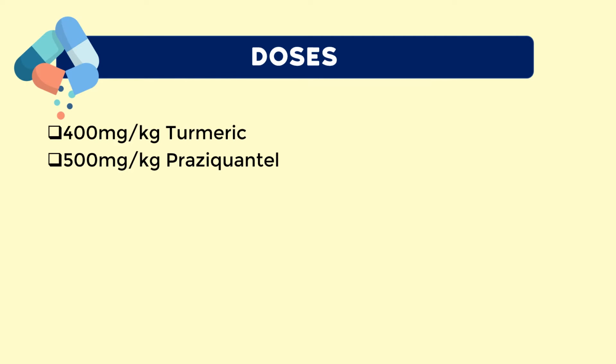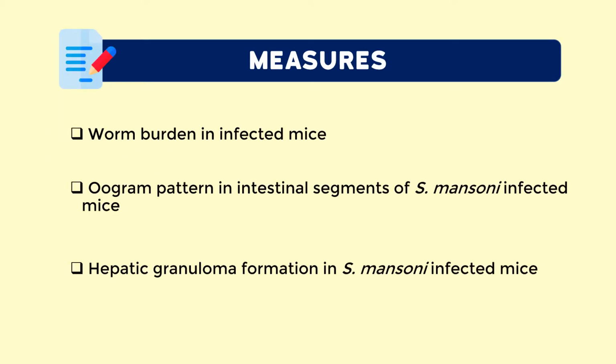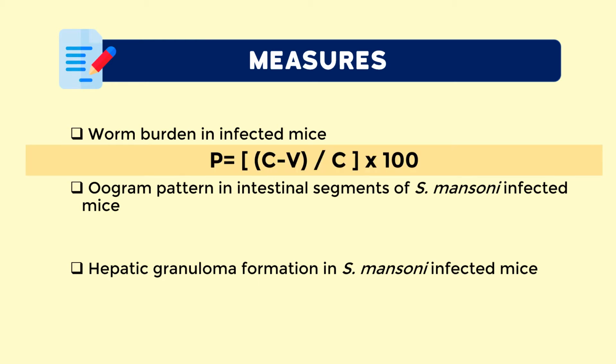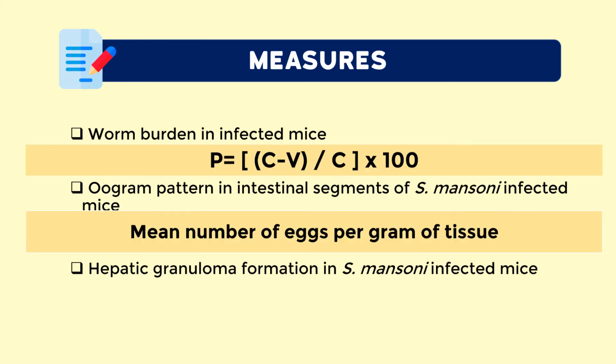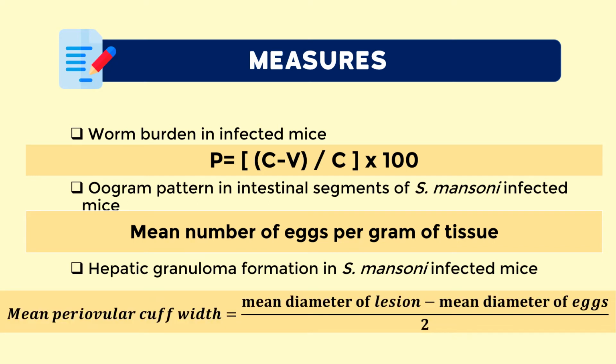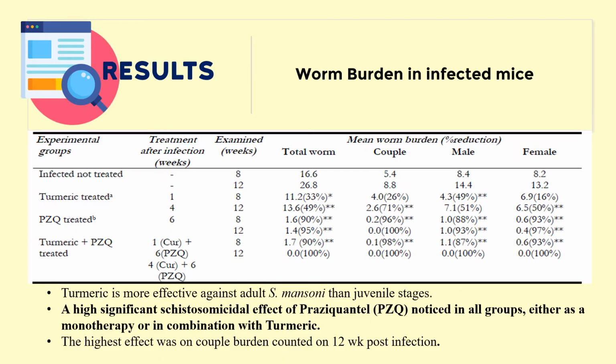For the doses, they used 400 mg per kilogram of turmeric and 500 mg per kilogram of praziquantel. The choice of doses was based on previous findings. The measures presented here were discussed a while ago. For the worm burden in infected mice, they calculated the percent reduction. For the oogram pattern, it is the mean number of eggs per gram of tissue, and for the hepatic granuloma it is the mean periovular cuff width. Let's move on to the results.